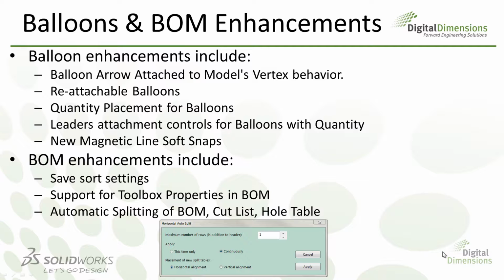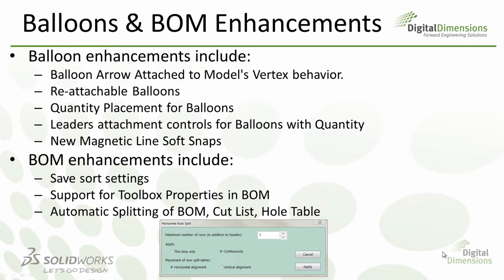Bill of material enhancements include the ability to save your sorting settings. This will be handy for reusing the same sort setting in the future on other drawings or what have you, as we can actually save this sort setting into your bill of material template. The next enhancement here for bill of materials includes support for toolbox components, specifically toolbox properties that we can now show in the bill of materials.